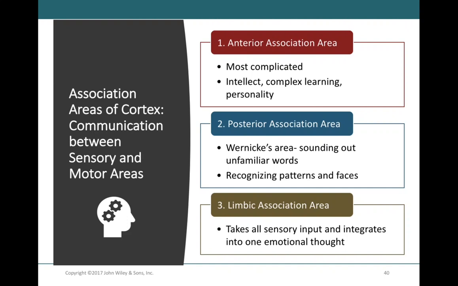So there are actually two conditions. One is known as Broca's aphasia, and the other is known as Wernicke's aphasia. Both of these conditions refer to damage in the associated area. So an individual with Broca's aphasia is unable to speak out their thoughts.